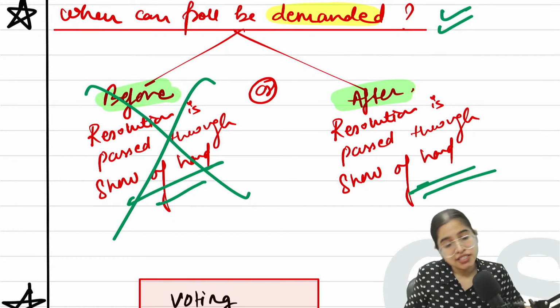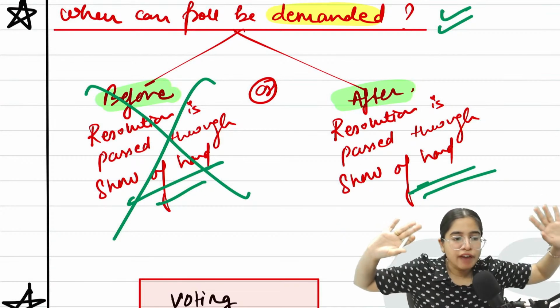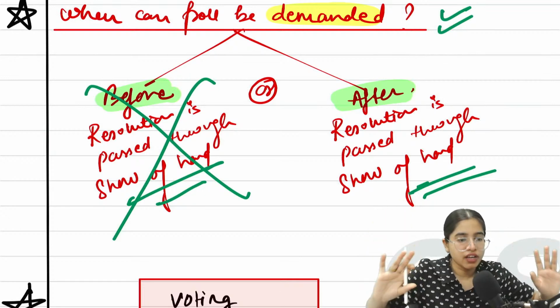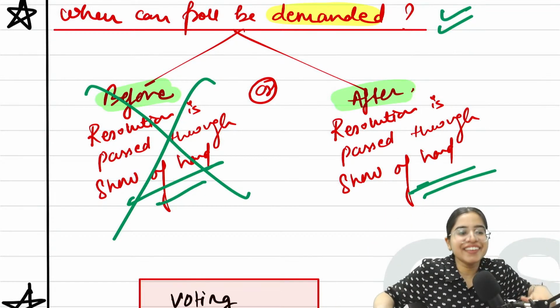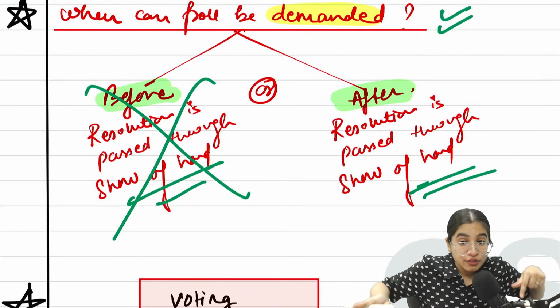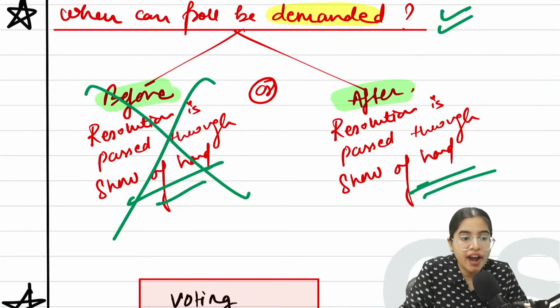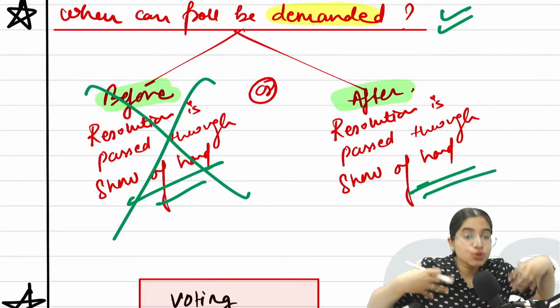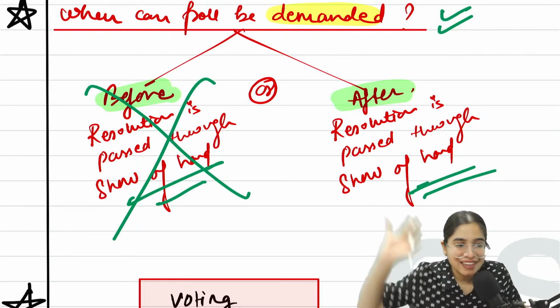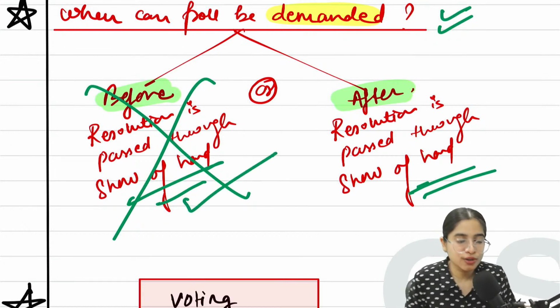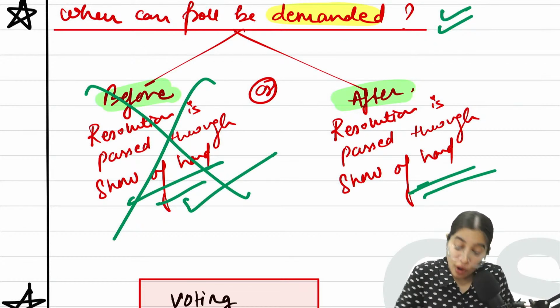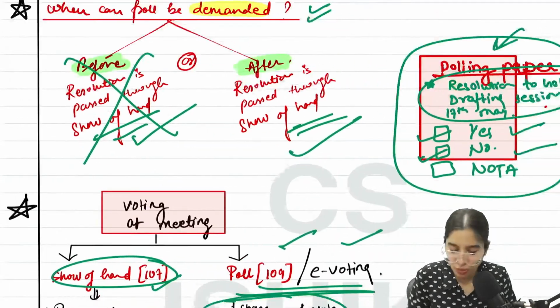Secondly, let's say we have done show of hand and passed a resolution through show of hand, and if the members are not satisfied, then even after the declaration of the result of show of hand, a poll can still be demanded. So a poll can be demanded even before the resolution is passed through show of hand or even after the resolution is passed through show of hand.